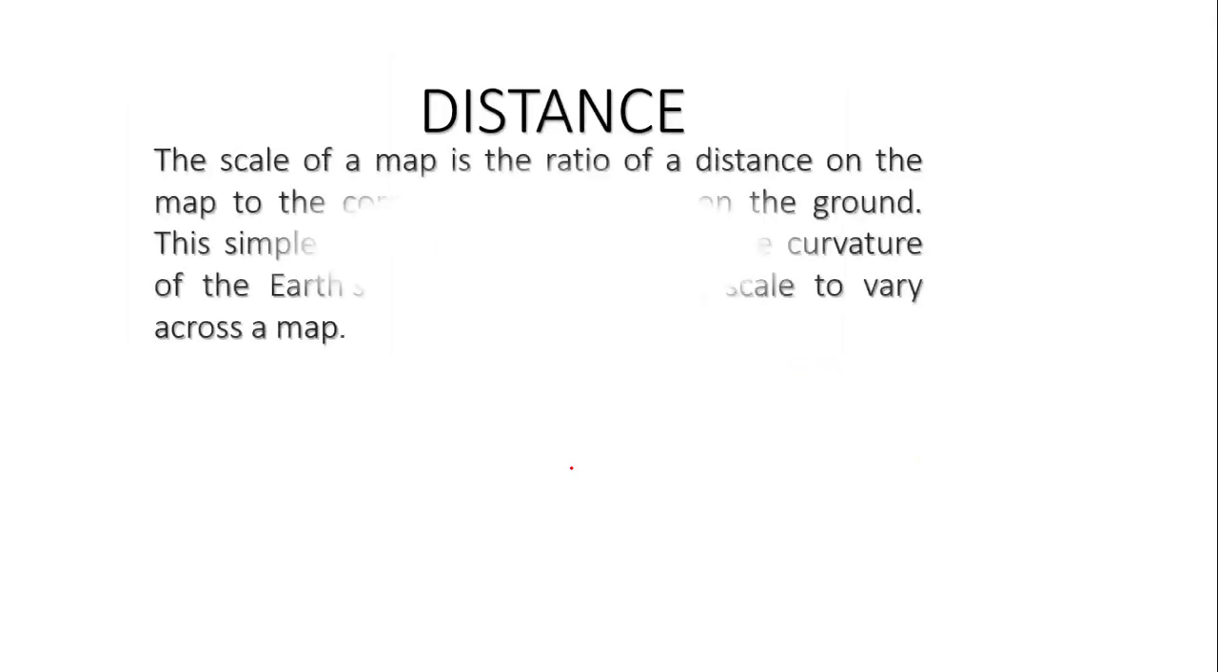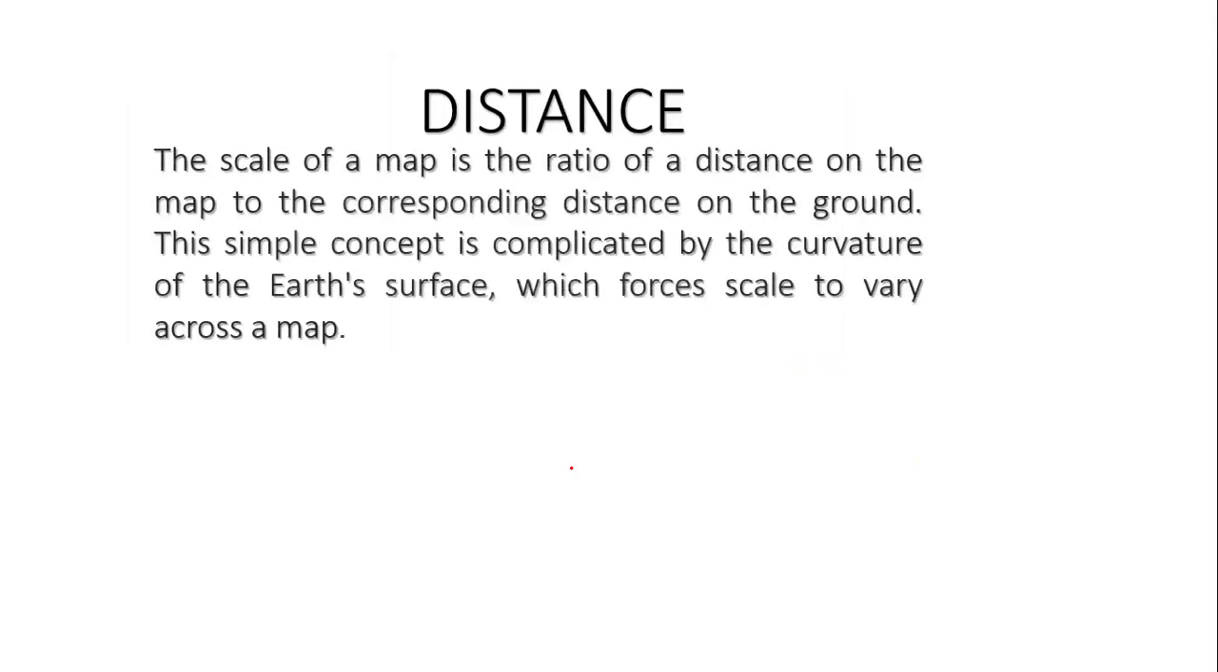Distance. The scale of a map is the ratio of a distance on the map to the corresponding distance on the ground. This simple concept is complicated by the curvature of the Earth's surface, which forces scale to vary across a map.